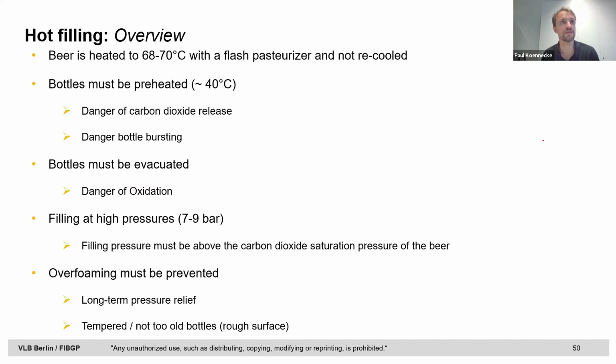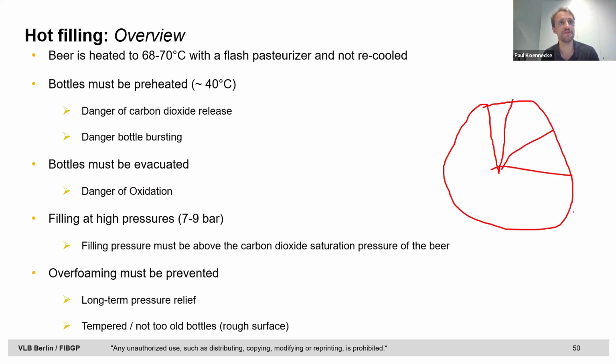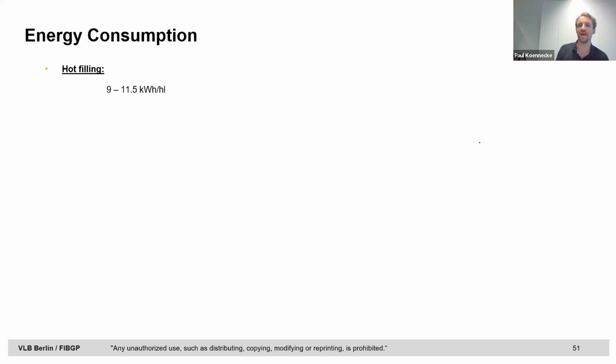When you have this filling diagram of a filling machine, you have these little parts of the cake where evacuation is happening and pressure application is happening. So here's probably evacuation, evacuation 2, then you apply the pressure, and then you fill. And then you have all this area here where the bottles just need time for this pressure relief, because otherwise they just overfoam, and even then it's not that controllable. And the energy consumption is just way higher.